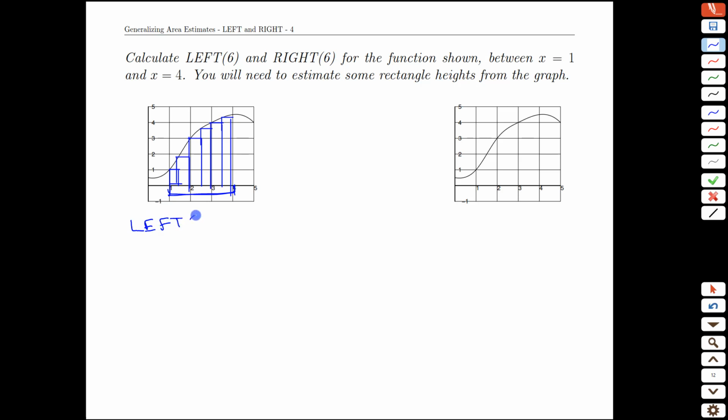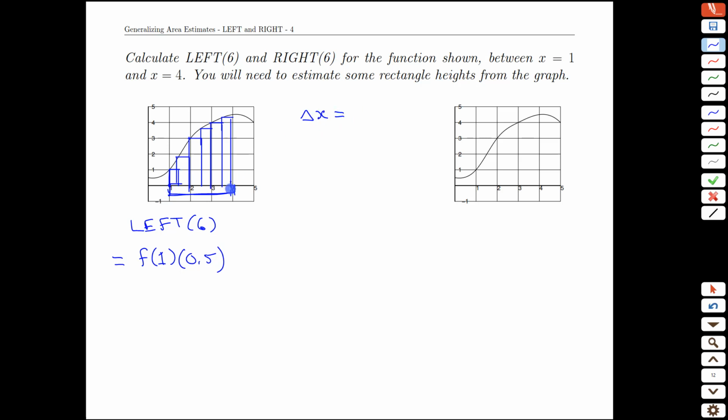This would be left with 6 intervals, 6 rectangles. And let's write it out formally first. The first value I used for the height was f of 1, that's our x value, times the width, which is 1/2 of this part here, 0.5. If you want to do that little side calculation, how wide is each rectangle?